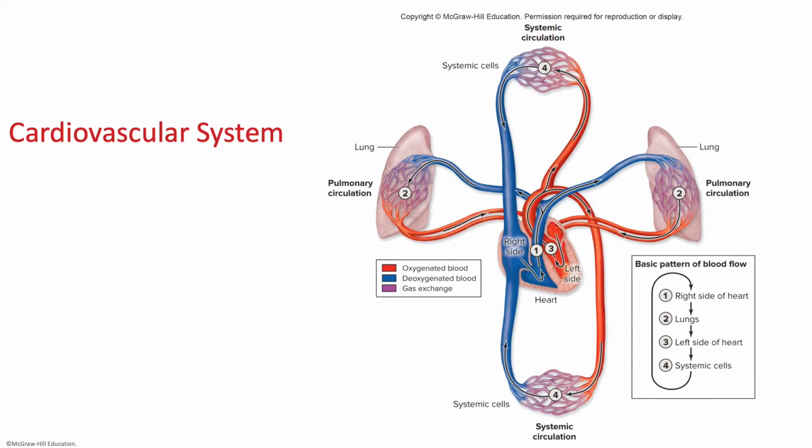And this is just a picture describing these two types of circulations. Blood will enter as deoxygenated blood to the right side of the heart, leave through your pulmonary arteries to pick up oxygen, and then oxygenated blood will enter into your left side of the heart before it gets pumped out through your aorta to your systemic circulation.